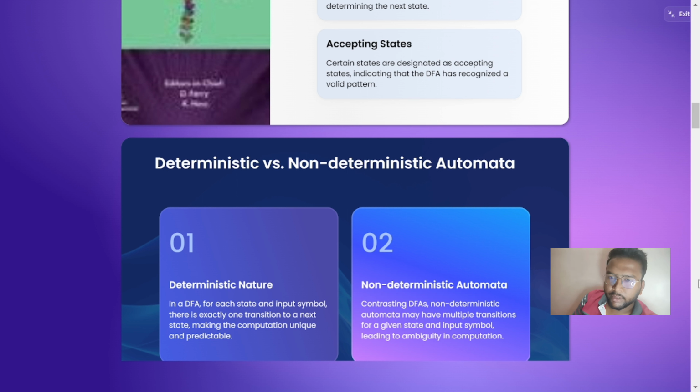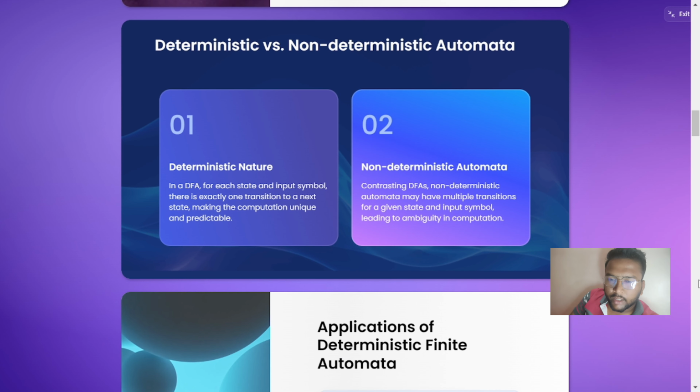Coming on to deterministic versus non-deterministic automaton. Deterministic automaton: in a DFA, for each state and input symbol there is exactly one transition to the next state, making the computation unique and predictable. It's predictable in a manner that we can say how many states or operations are taking place, which input symbols are used, and this is also recorded and known to the user in the case of deterministic automaton.